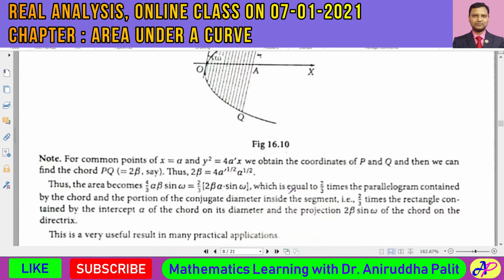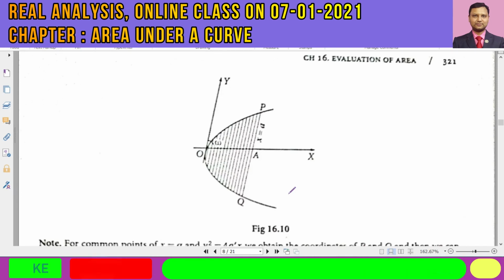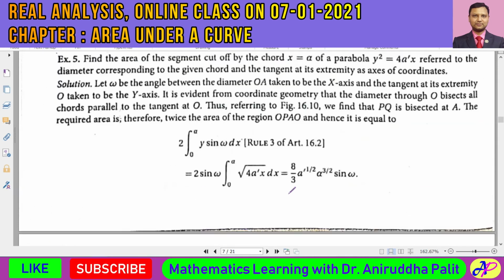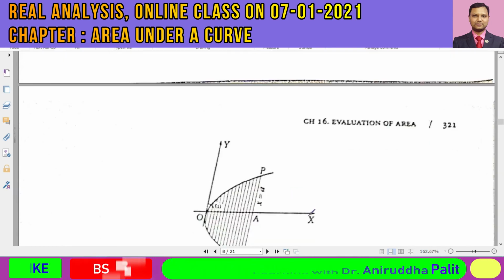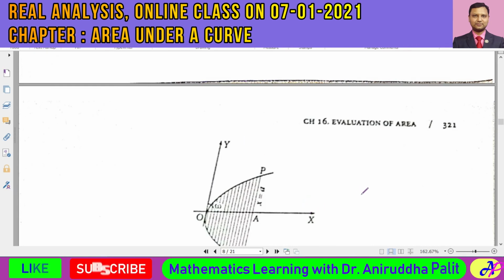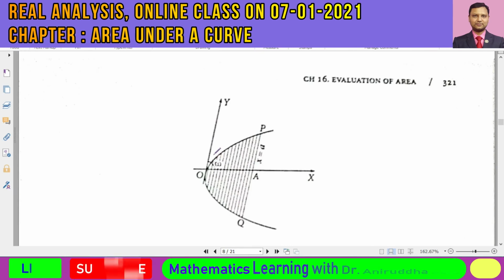Hopefully this much portion would be complete. This is a special question that you see. Over here the coordinate axes, x-axis and y-axis, are not perpendicular to each other. The angle between these two coordinate axes is equal to omega. So what does it say?